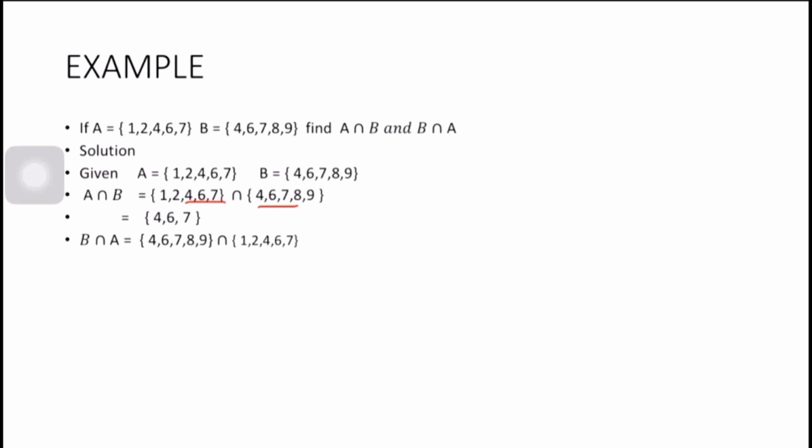Next, calculate B intersection A. First write the B set and after that the A set. Here also the common elements are 4, 6, 7. B intersection A is also 4, 6, 7. So we conclude that A intersection B is equal to B intersection A.